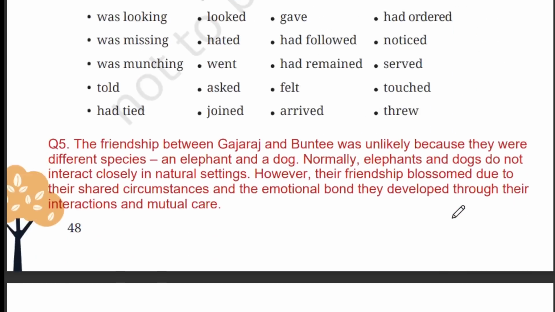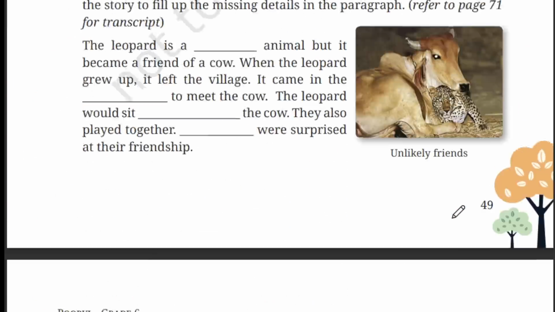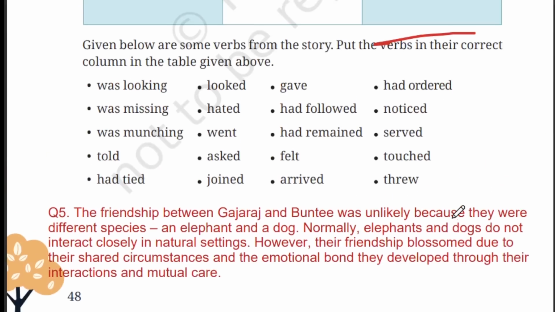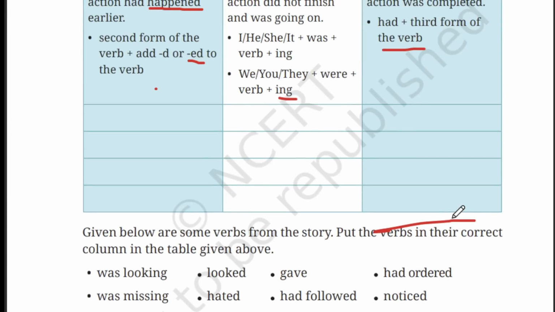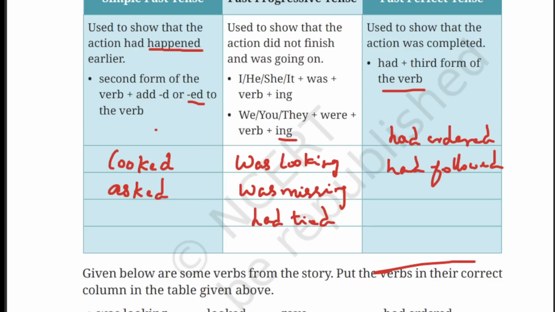These questions you will get in your grammar part. Let's see this one. I'll write answers for two to three. I have written looked, asked, was looking, was missing, had tied, had ordered, had followed, which are already completed. Was looking, was missing are ongoing.